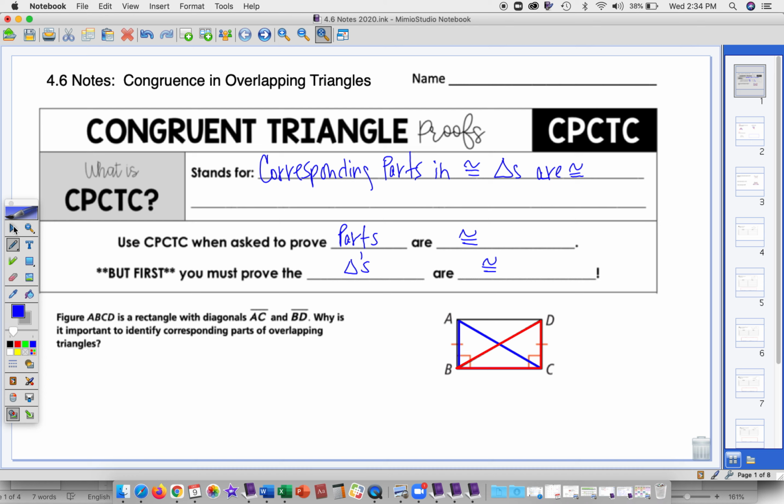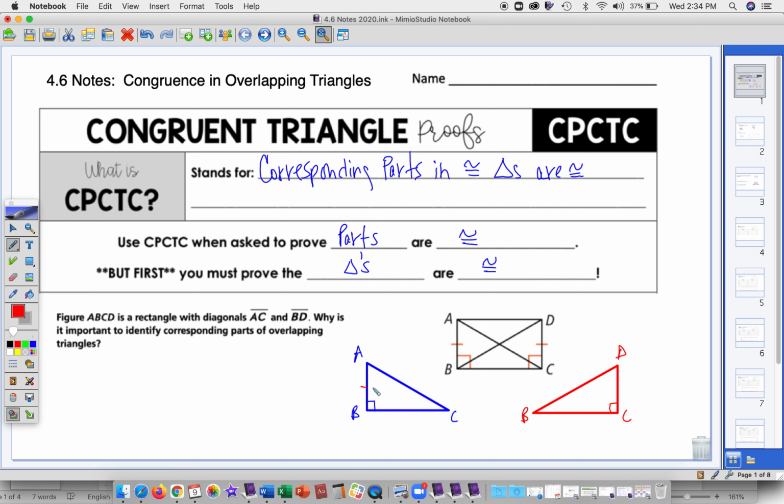One thing you might want to do, sometimes these diagrams can get pretty confusing, is separate the two triangles and relabel them. So this triangle is triangle ABC with B as the right angle. And my other triangle, this is DCB with C as my right angle.